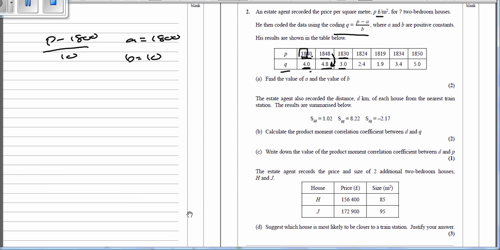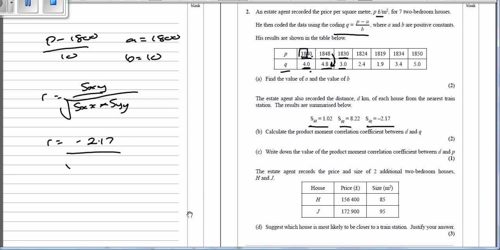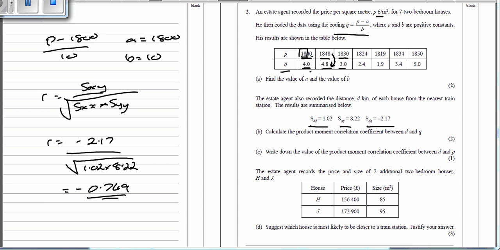The agent also summarised the distance of each house from the train station. The results are summarised below. So SDD, SQQ, SDQ. Calculate the PMCC between D and Q. So what we usually know is R equals SXY over the square root of SXX times SYY. Just make sure we square root the bottom. So here they've replaced X and Y with D and Q. So R equals minus 2.17 over the square root of 1.02 times 8.22. And if we put that into our calculator, that's minus 0.749 to 3 significant figures, as always.